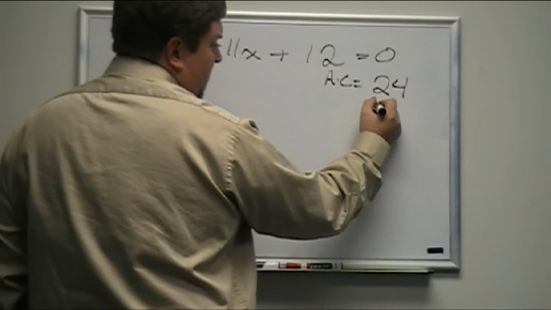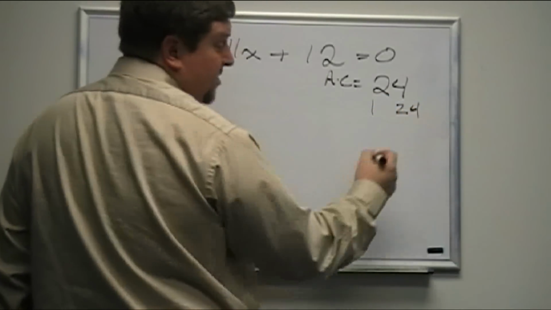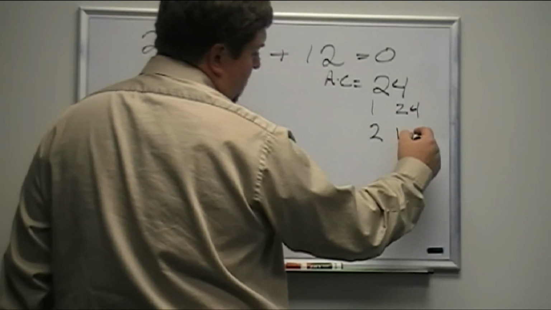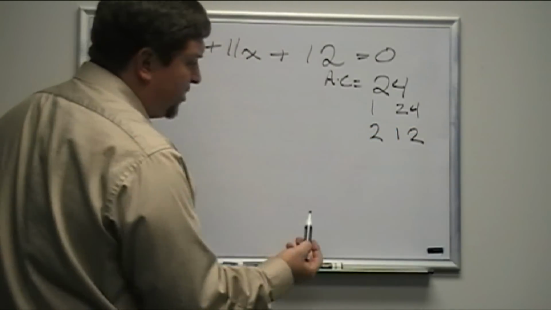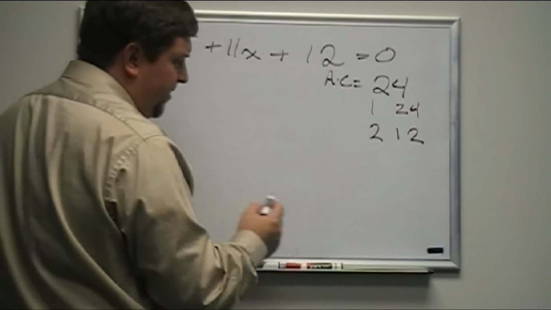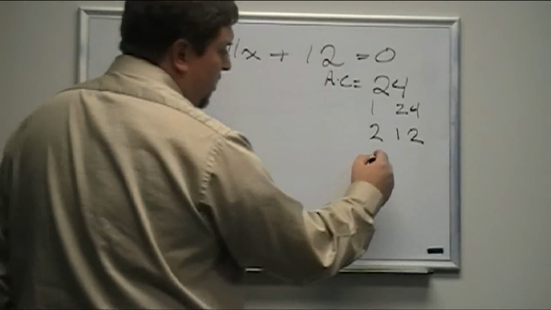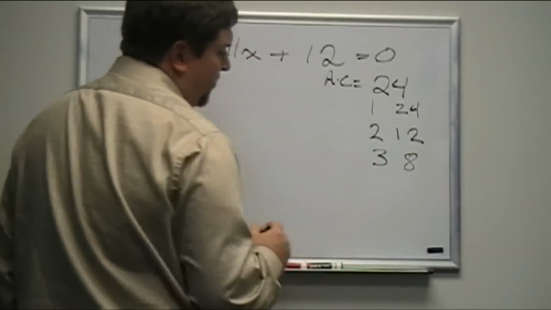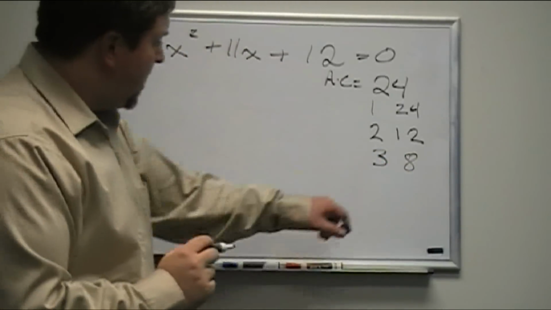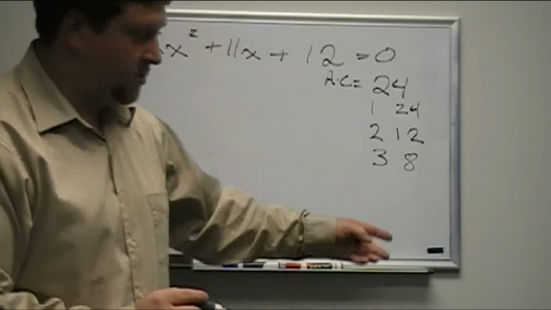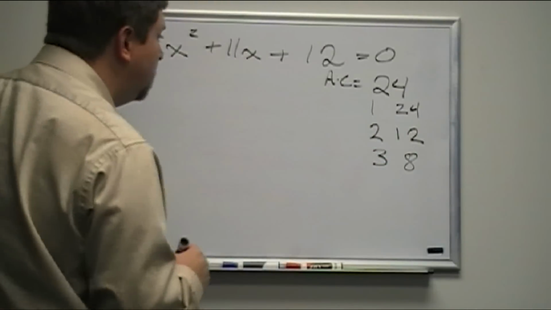So, we've got 1 and 24. Well, that's not going to do us much good. 2 and 12. That's not going to do us much good either, because we want to get to the odd 11. Let's see here. We could do 3 and 8. Well, 8 plus 3 is 8, 9, 10, 11, which is what we want. So there's our answer. Jolly good.